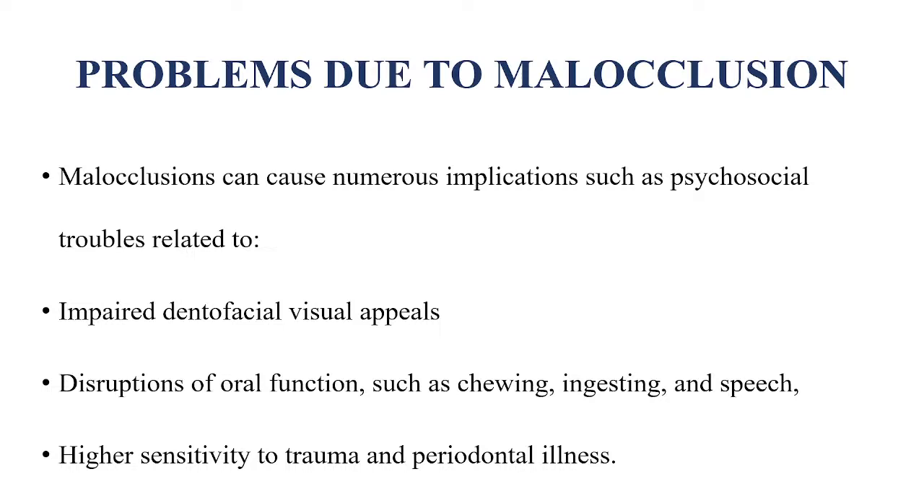Second important function: if you don't have a proper occlusion, you will not be able to eat properly. Like if you have an open bite, if your upper and lower teeth are open, will you be able to eat a pizza? No. What is the function of your upper teeth? It is to incise. Your front teeth are meant for incising. You take an apple slice, you put it, your front teeth are incising it, cutting it. Then your back teeth are grinding it. Okay?